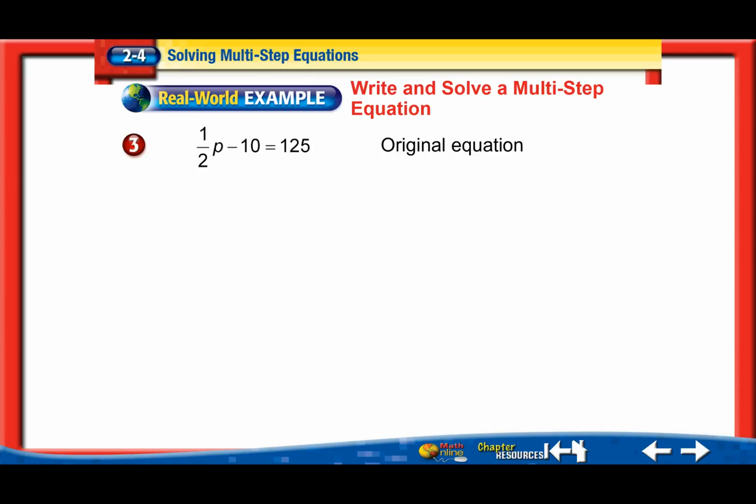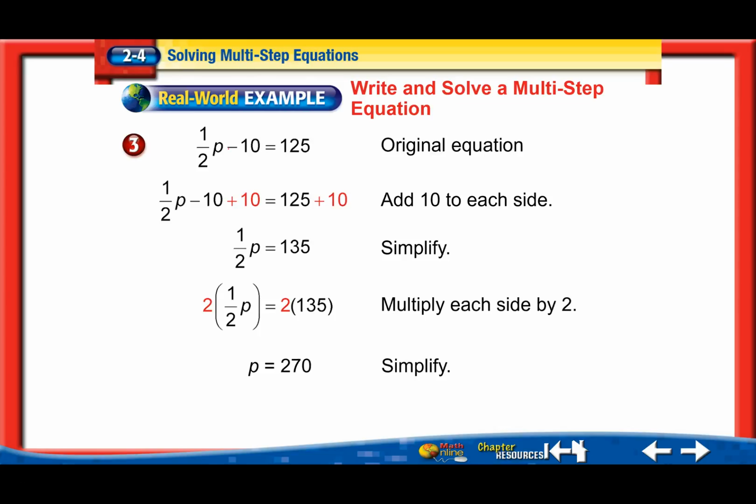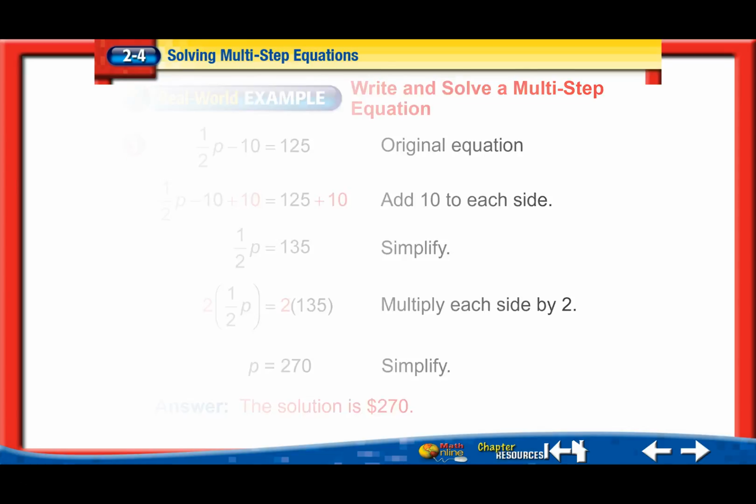All right, so now we've got to solve it. First, because this is subtraction, we're going to add 10 to both sides. 135, multiply by 2 over 1, or multiply by 2. Do that in your calculator and we'll come out to 270. Not quite done. Is there something that's supposed to be here? A unit of some sort? It was money, so we put the dollar sign on it. $270.